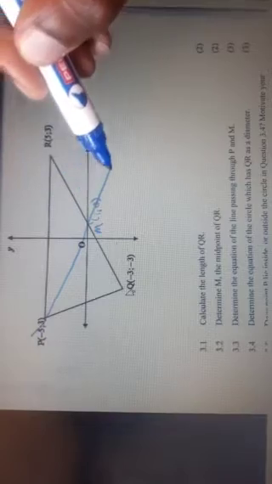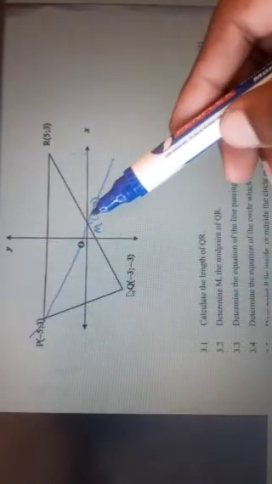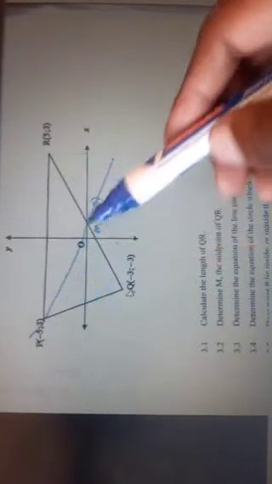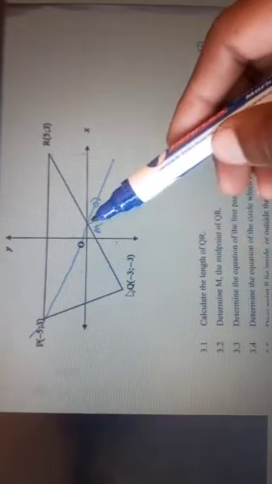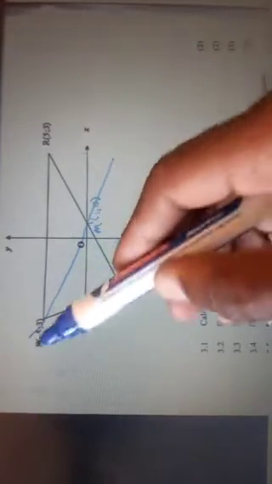Rather, the line must pass through this. So the line must be something like this. So you get the equation of this line. If you get the equation of a line, you need a gradient. Now there is a formula for the gradient, and then from the gradient, we're also given one of the points.